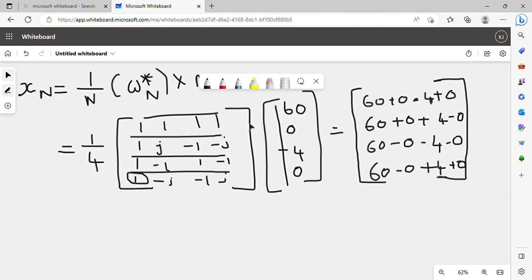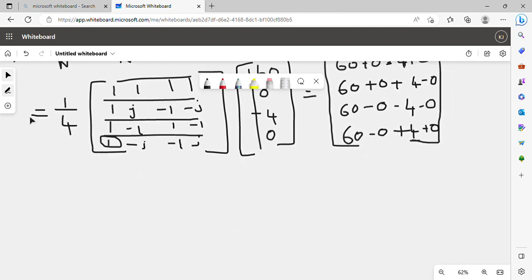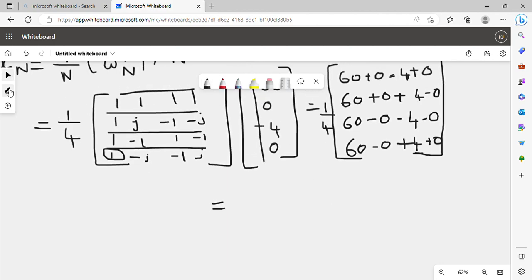So now if you do that, you are going to get it as equal to, you are supposed to write 1 by 4 into that particular matrix, right? Just a minute, I'm so sorry.